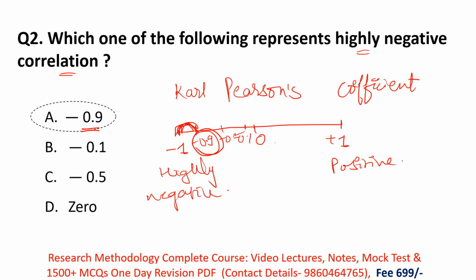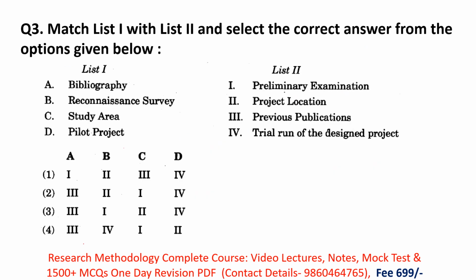Okay, next question. Match list 1 with list 2 and select the correct answer from the options given below. What is given here? List 1 and list 2. In list 1 there are some terms and their definitions are given in list 2, and we have to match them. First of all, bibliography and pilot project are known to us. Both terms are known to us, so first of all we'll solve them.